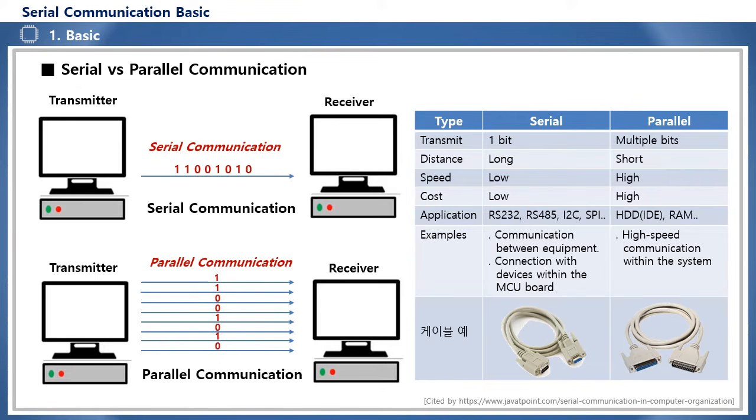And examples of serial communication include communication between equipment in industrial sites such as RS-232 or 485, or when connecting multiple devices within an MCU board. I2C or SPI communication is applied, and parallel communication is applied for communication with HDDs or RAMs within a computer that require high-capacity, high-speed communication.